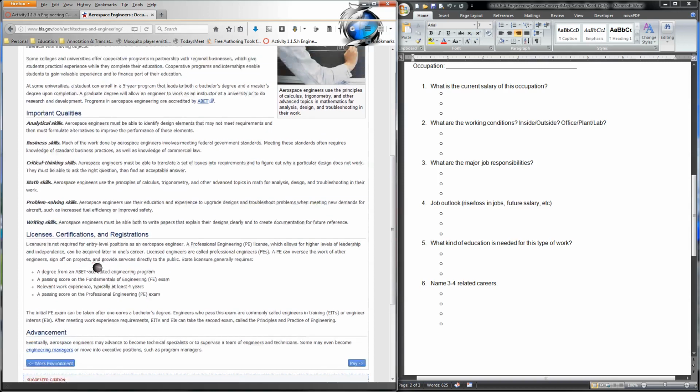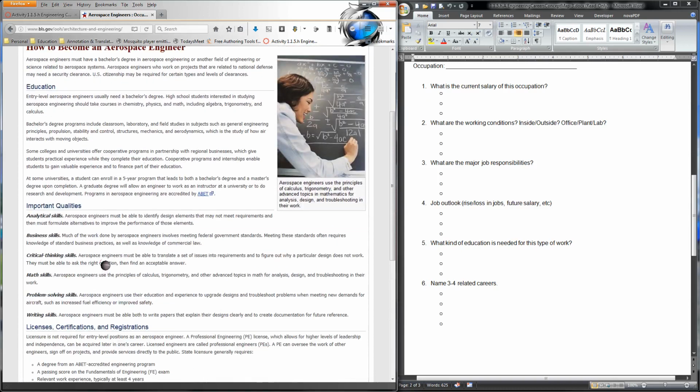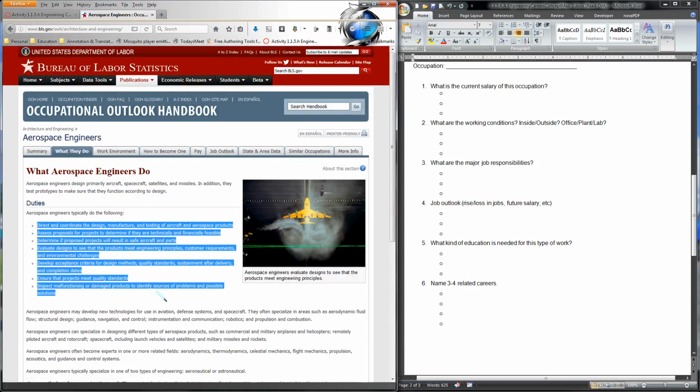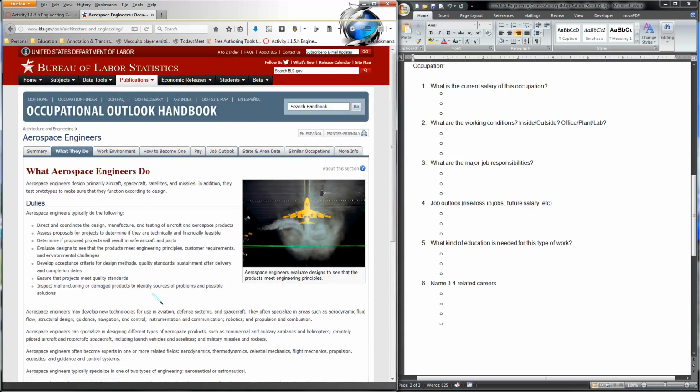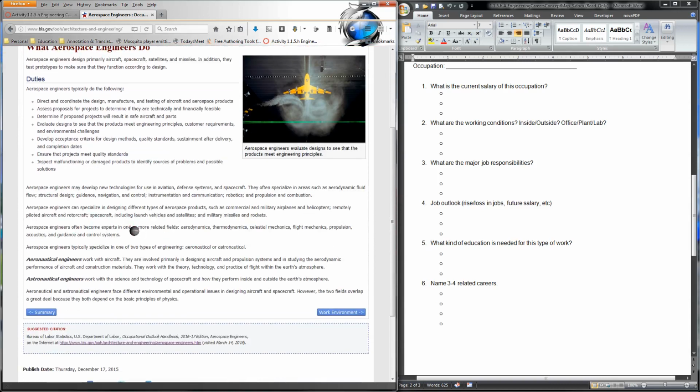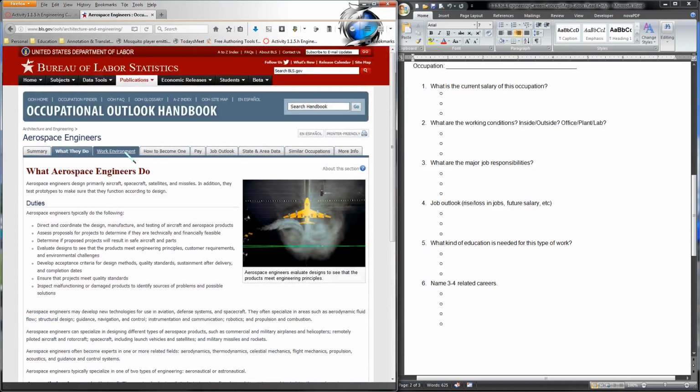You'll need to pick 3 facts from this page to answer the question about what kind of education is needed for this job. Next, we have, what do they do? It has the job responsibilities here of what they do in their career. We need to pick 3 of those, and then it goes on to talk a little bit more about those different duties.